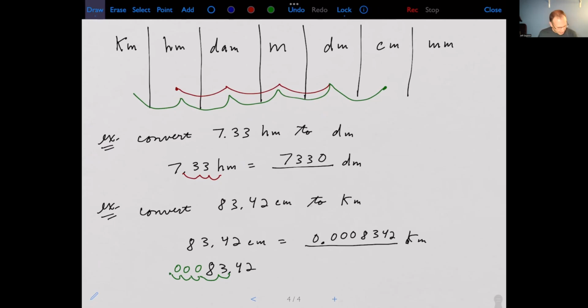Okay, so 0.0008342. Okay, did you understand that? So whatever you have to do to the table to get from the units that you have to the new unit, you do the same thing to the decimal point. Okay, so in this case, again, I moved the decimal point 5 places to the left.